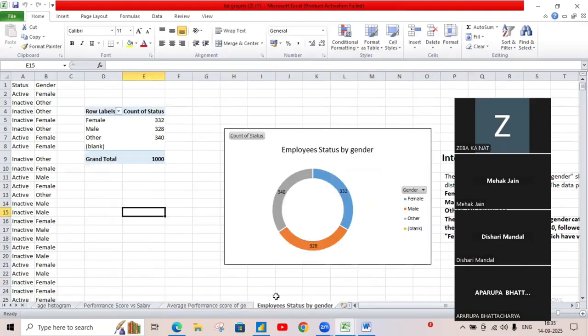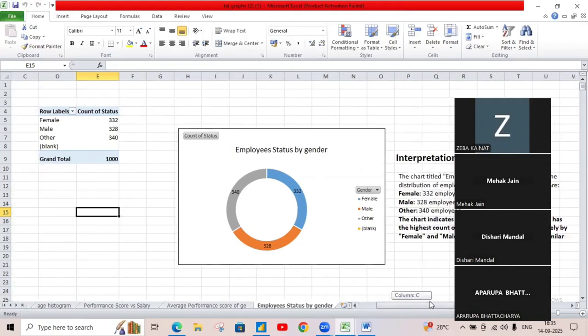Next chart here is a donut chart which is showing the relationship between the three genders in the organization. The main purpose of this chart is that it is showing employee status by gender in the organization. Female having 332, male having 328 employees, and others having 340 employees. The chart shows that the other gender has the highest count of employees at 340, followed by female and male, because they have a very similar distribution of the employees.